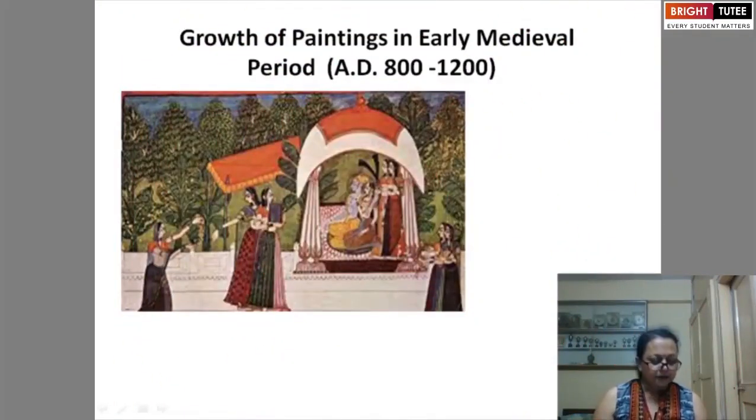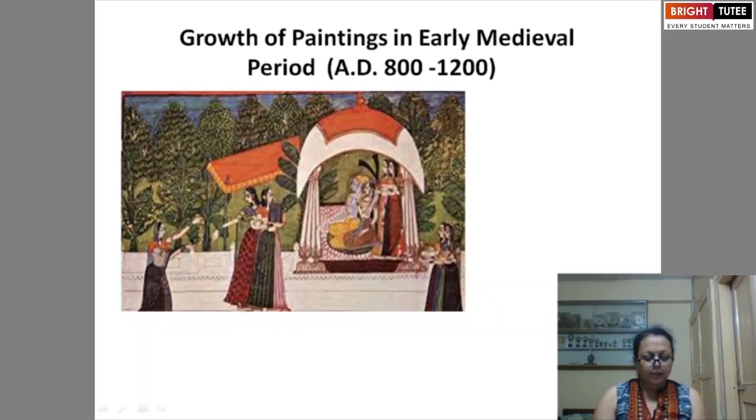Hello everyone. This is chapter 7 of history, the flowering of regional cultures. Inside this chapter, now we are coming to discuss the topic growth of paintings in early medieval period. In the previous slides, we have already discussed that the medieval period is divided into three parts. According to this, the early medieval period was AD 800 to 1200.